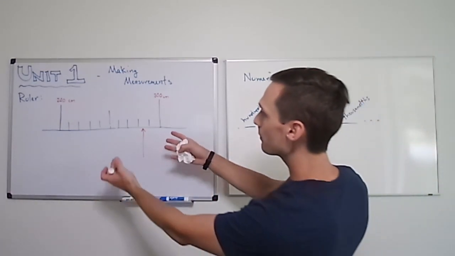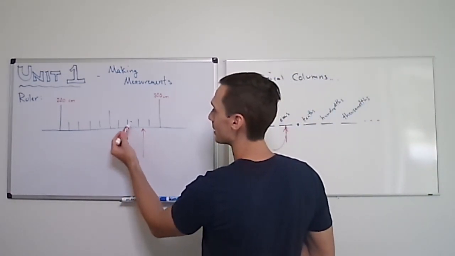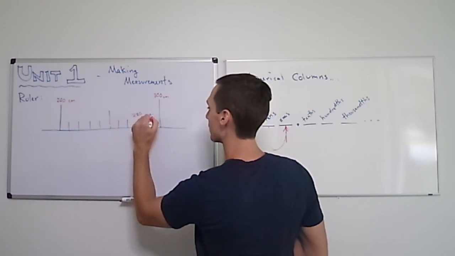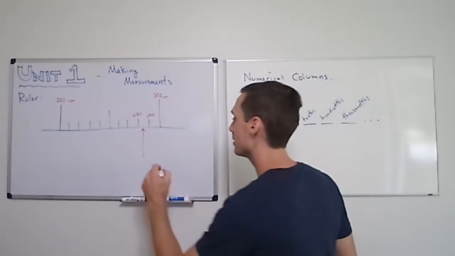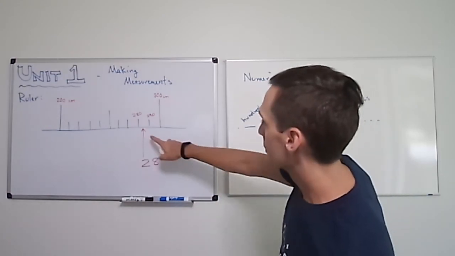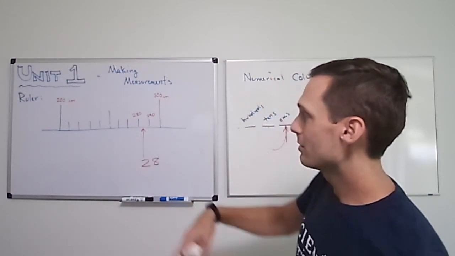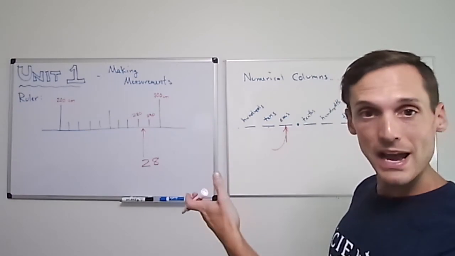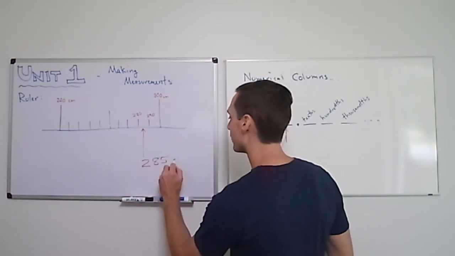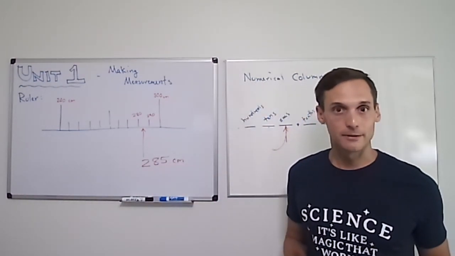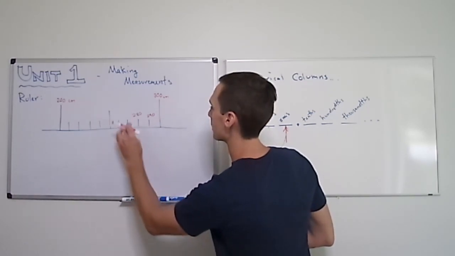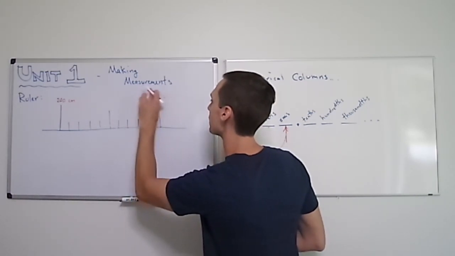So we know for sure it is between 280 and 290, right? So we know it has to be 280 something. So you'll look at that arrow, make your estimate. It's kind of right smack dab in the middle, right? So it's 285 centimeters, we'll say. Okay? Let's do another one. This will be the tricky one.